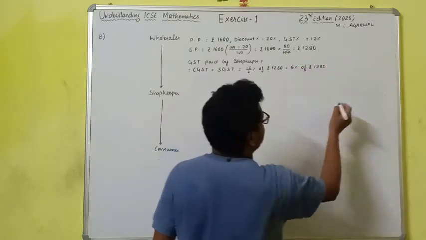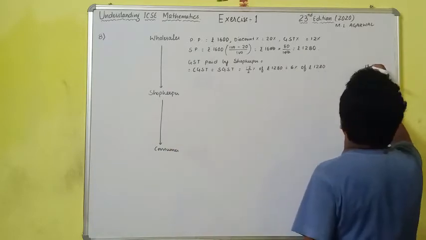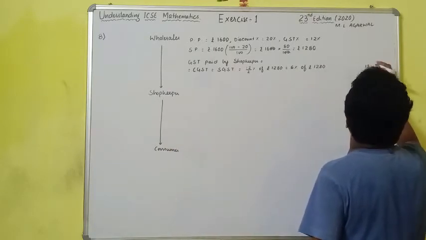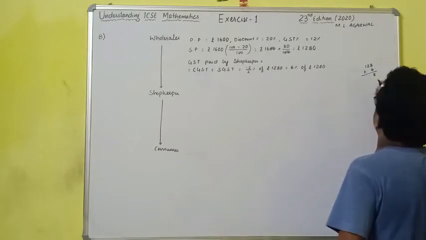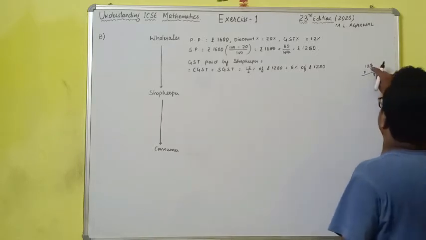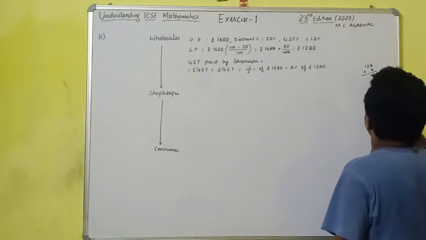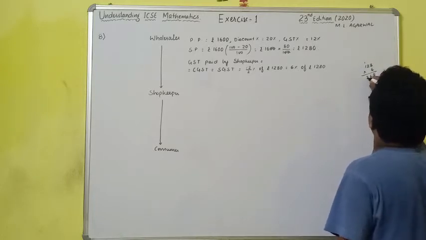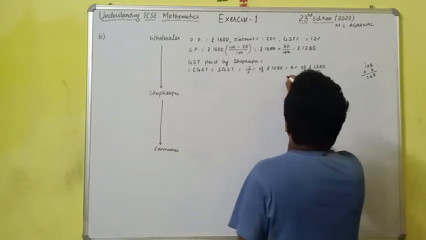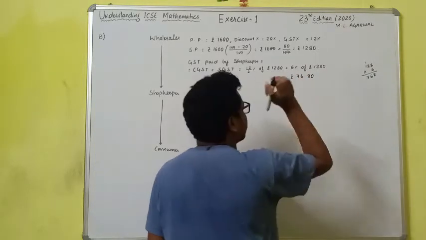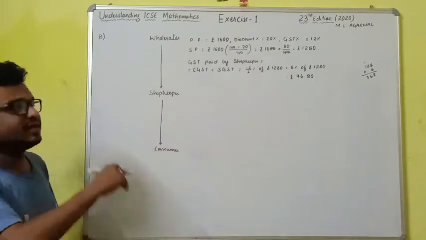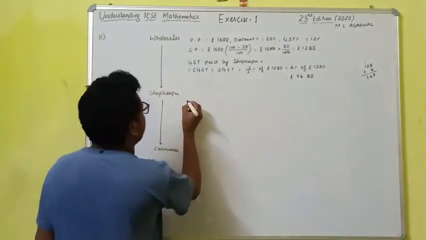6% of 1280, let us calculate. 128 into 6: 8 times 6 is 48, 6 times 2 is 12, 12 plus 4 is 16, so it will be 768. So it will be 76.80. Okay, up to here is completed. Now come to the shopkeeper.